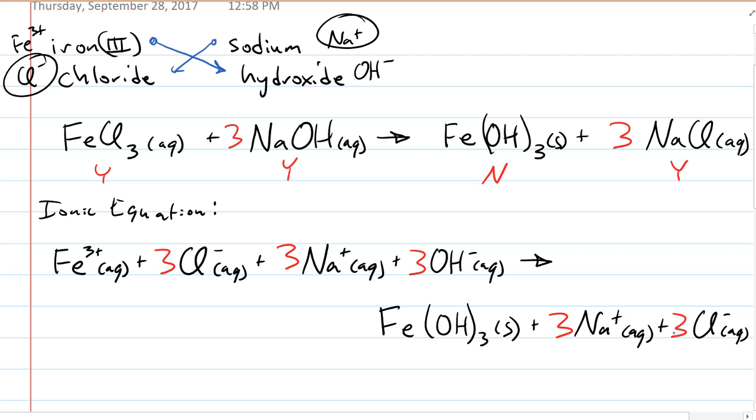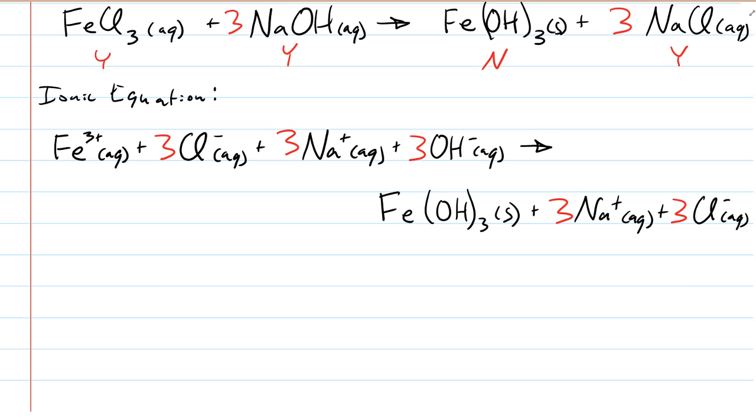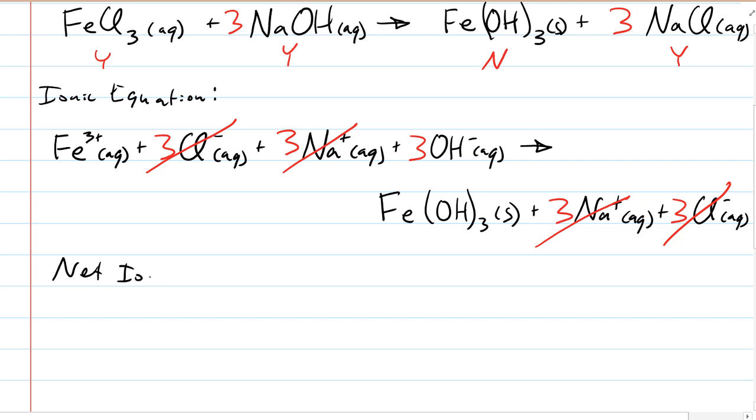So now that we have our ionic equation written out, we can go from here to the net ionic equation. To go to the net ionic equation, what do we need to do? Get rid of the spectator ions. Get rid of the spectators. So chloride goes away. What else goes away? Sodium ions go away. And then what we're left with is the net ionic equation.